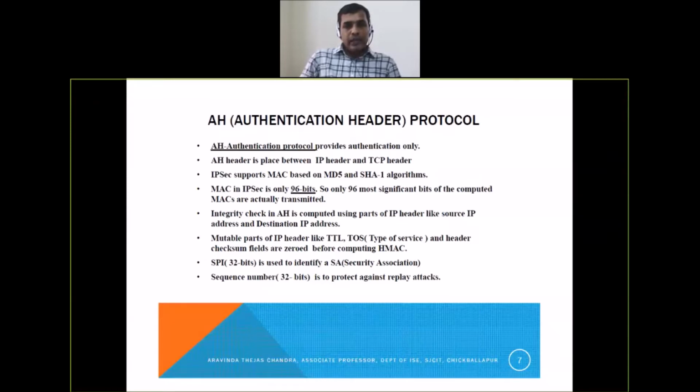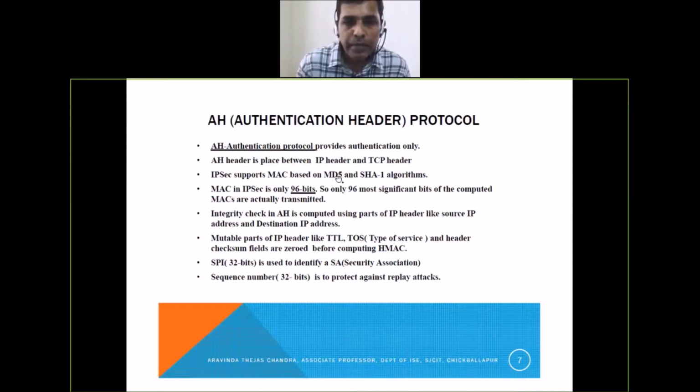Regarding MAC in IPsec, keep in mind that in module 2 you should have discussed MD5 and SHA1. MD5 is a hash function where the hash value, the output of MD5, is 128 bits, and the output of the SHA1 algorithm is 160 bits. So MD5 is 128 bits, SHA1 is 160 bits, but the MAC in IPsec is only 96 bits. That means the message authentication code used in IPsec is only 96 bits.